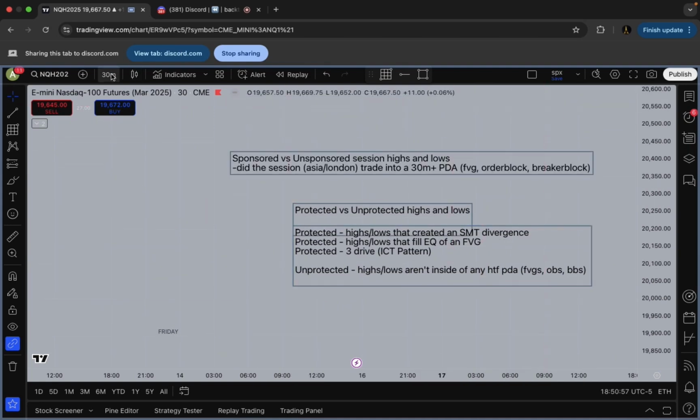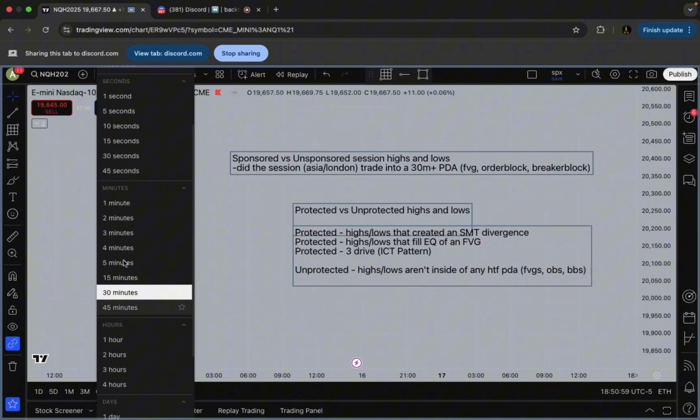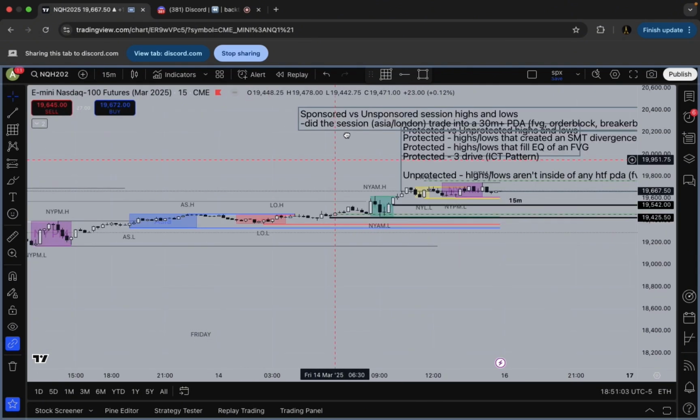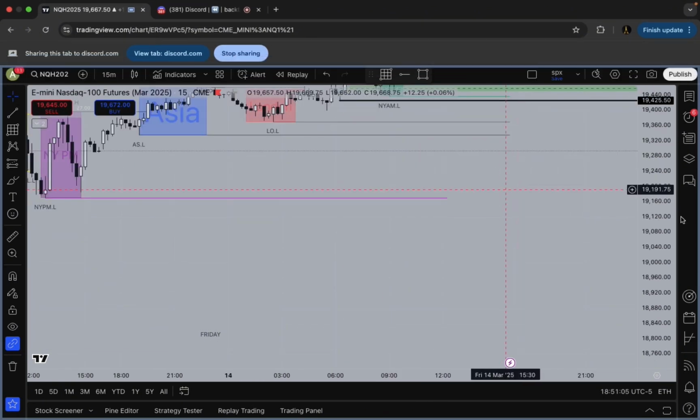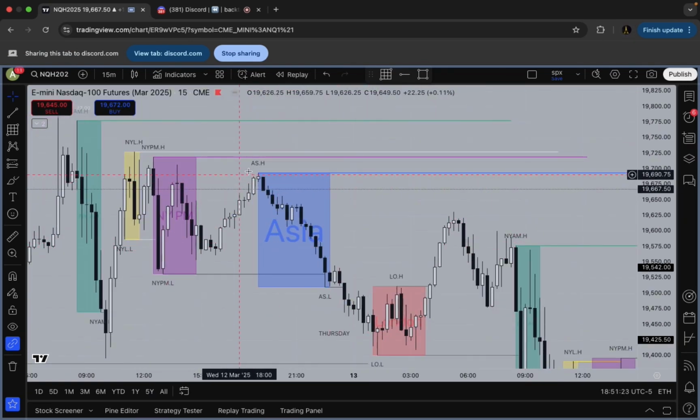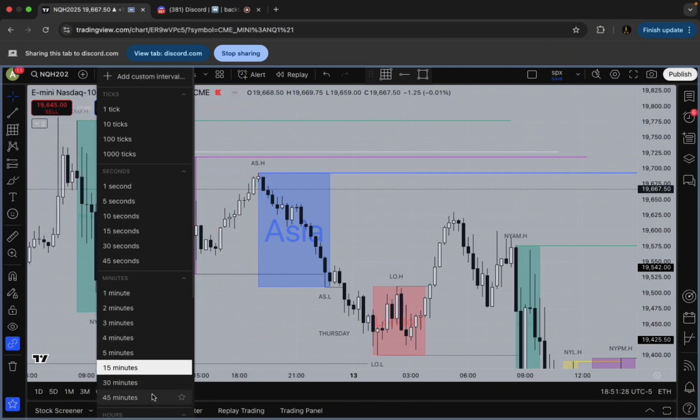And if it did, then it's a sponsored high or low. Let me go in the 15-minute and give you guys some more examples, because this is really the main point I wanted to go over today. Let's look at this day here, for example. This was Wednesday night going into Thursday morning. You see we have Asian highs right here. Don't see it trading into any 15-minute fair value gap.